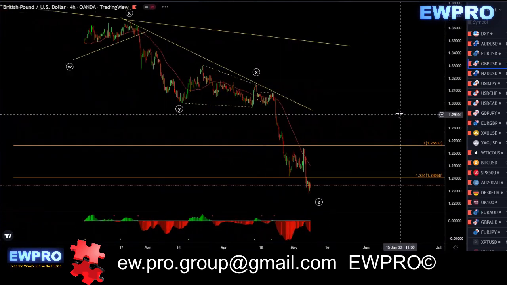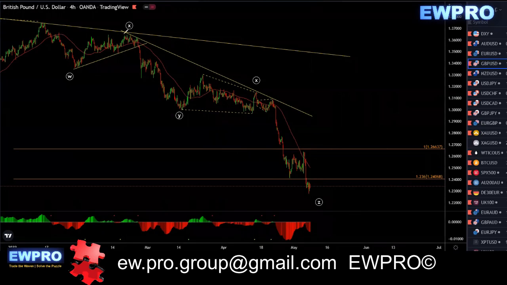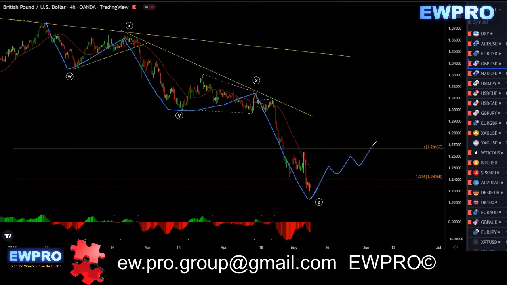H4, we're looking at a WXY X2 and we've got the Z down. But again, we've got an extended wave Z, and then there is no divergence. We've lost all our bullish divergence. So whenever this is over, we'll just be looking for a retracement, probably back up to the trend line here, and then more downside.